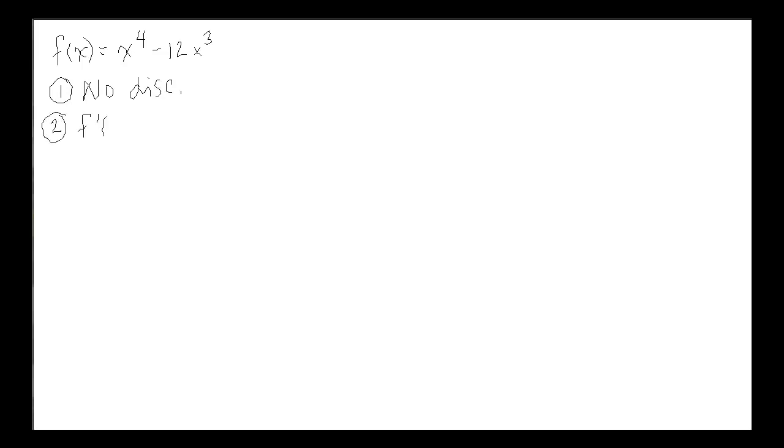Number 2, find the derivative. So it's going to be 4x cubed minus 36x squared. Third, find critical numbers.